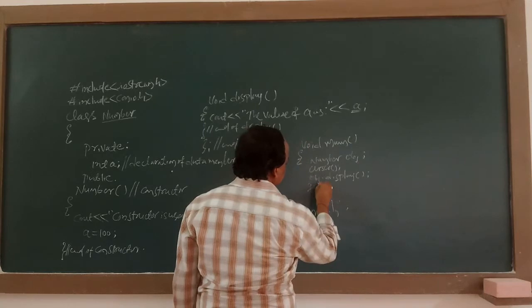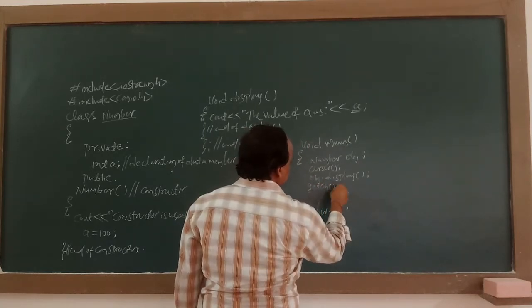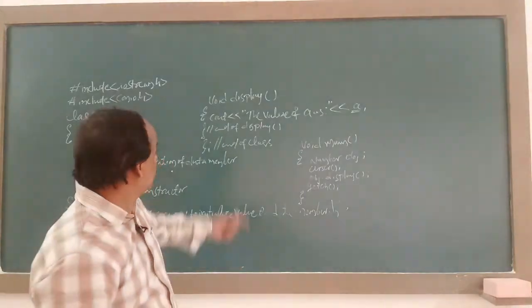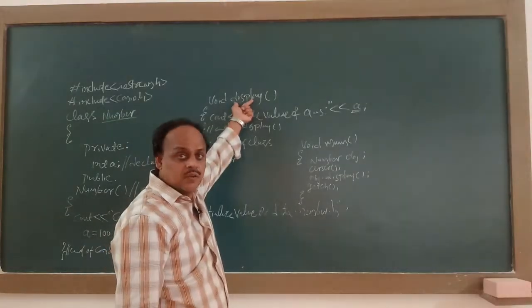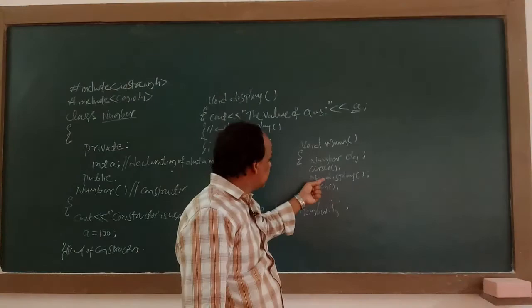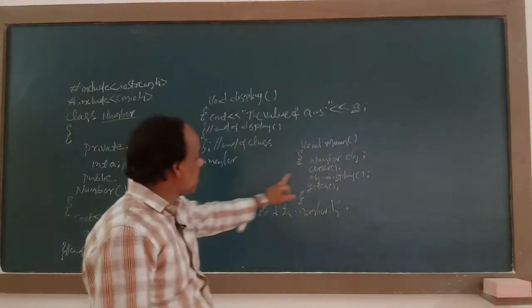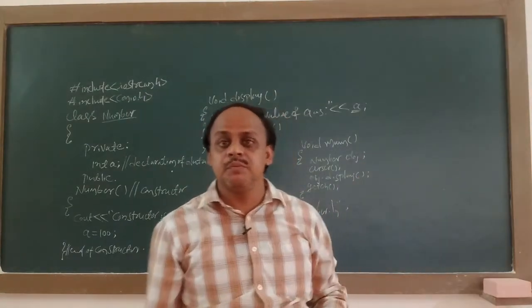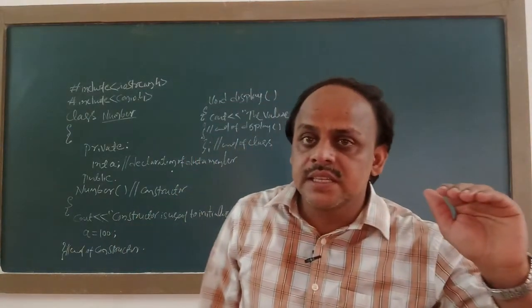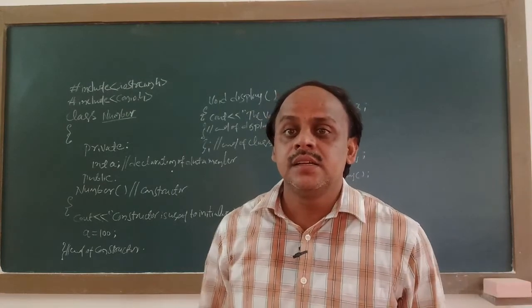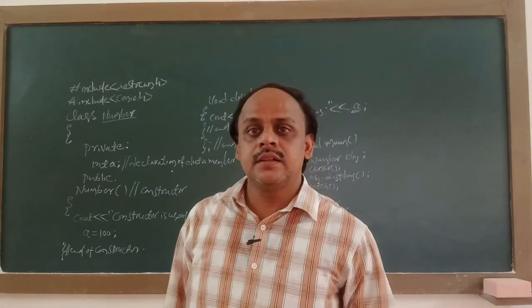next getch, close. See here, to call this display function, we are writing object dot display function. To call this constructor, we are not writing object dot constructor name, because constructor is executed automatically when an object is created. So now what is the result?